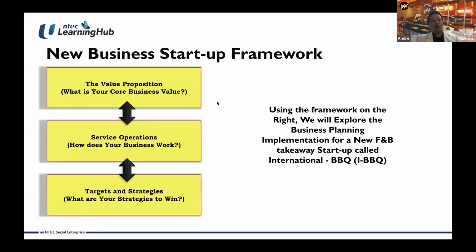And then, in setting up a new business, I will put it into 3 frameworks. Now the most important thing before you start your business is the value proposition, the core value of your business. Before you even want to sell your idea or your product to others, you must be able to convince yourself that you have something different.